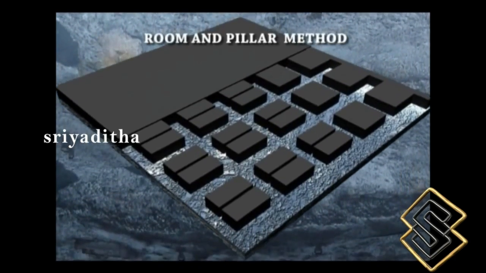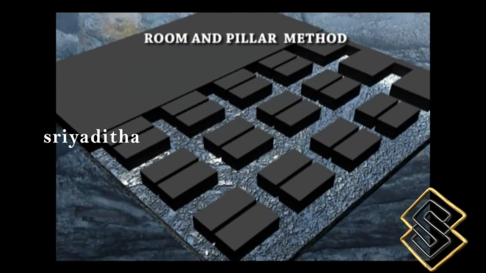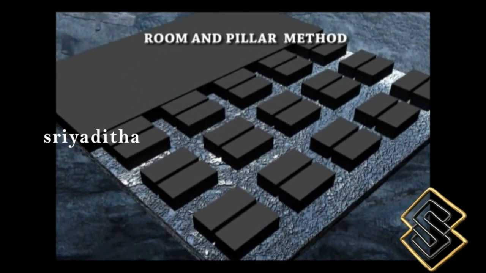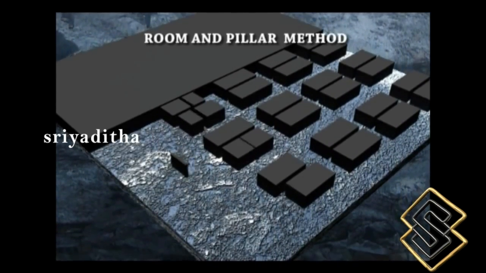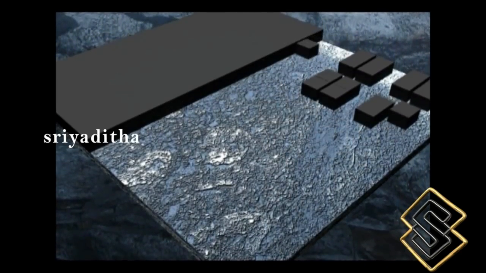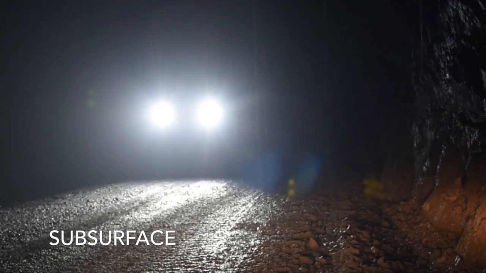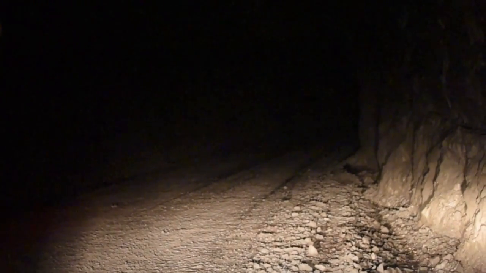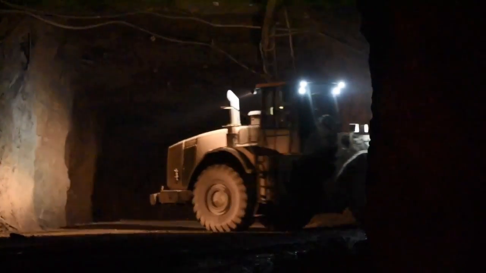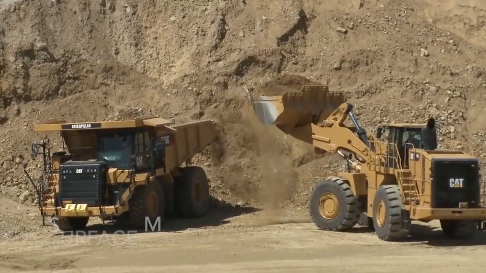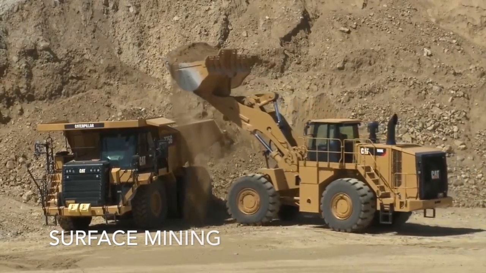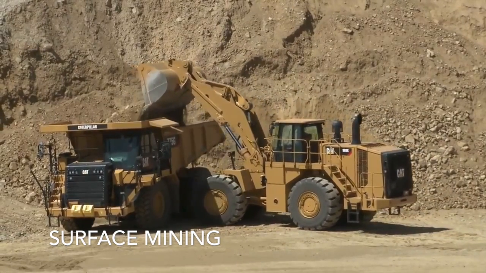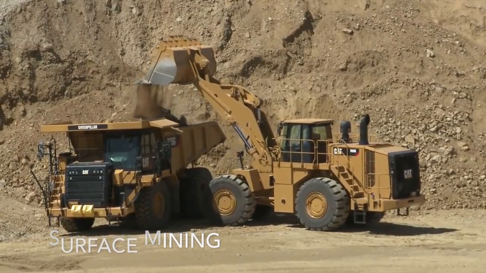Room and pillar mining is an ecologically friendly method of extracting coal. It creates horizontal arrays of rooms and pillars. Subsurface mining is the extraction of a fuel resource such as coal from a deep underground deposit. Surface mining is removing soil, subsoil, and other strata and then extracting a mineral deposit found fairly close to the Earth's surface.